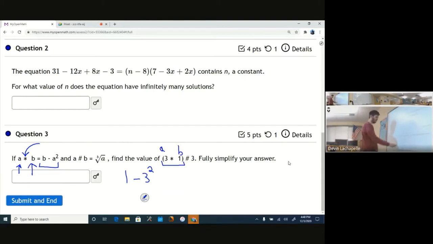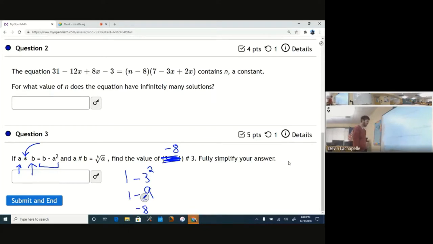Okay, so let's figure out, well, what's 1 minus 3 squared? 3 squared is just 9. 1 minus 9, that's negative 8. So now, 3 star 1, we just figured that out. We did what was in parentheses first. That's negative 8. And now we have negative 8 hashtag 3, or hash 3.